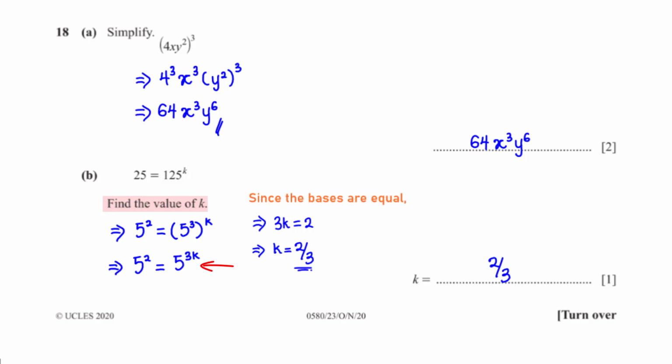Since the bases of both terms are now equal, then their powers should also be equal. This gives us 3k equals 2. When we divide both sides by 3, we get k equals 2 over 3.